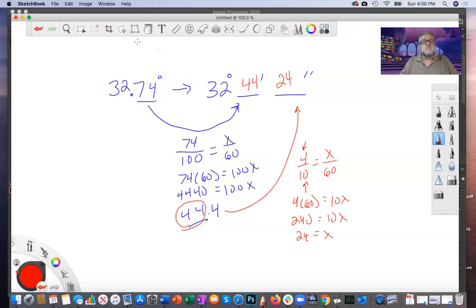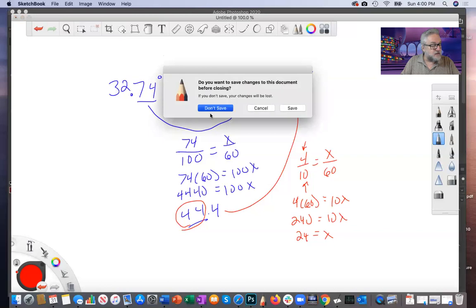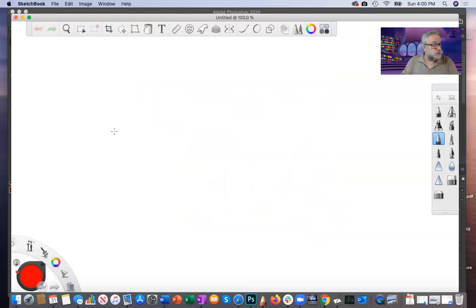Okay? You just got to do a couple to see the pattern to get used to it. Math is all about patterns. Okay, let's see. What's another one?